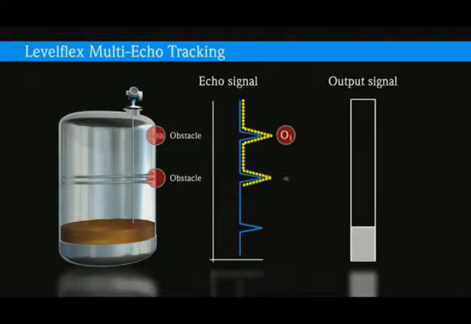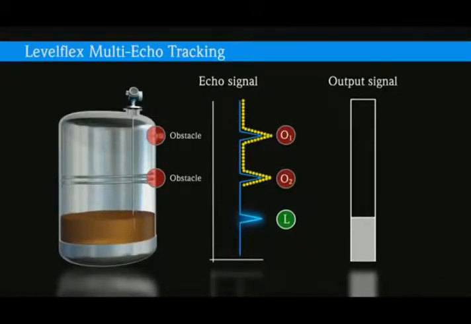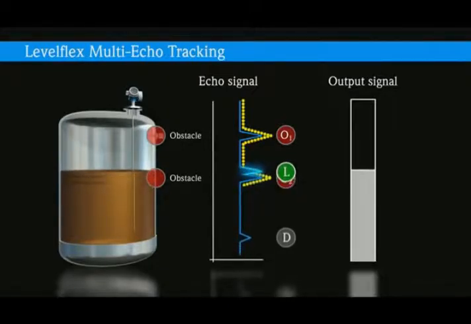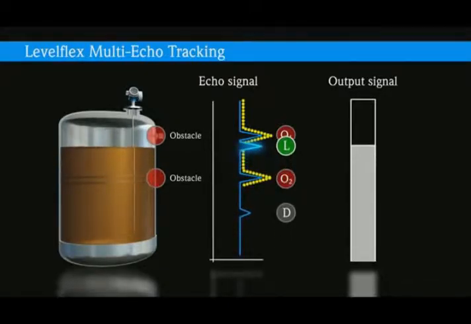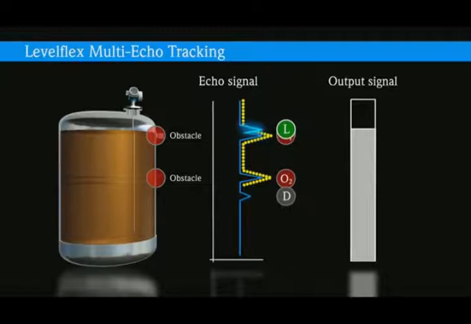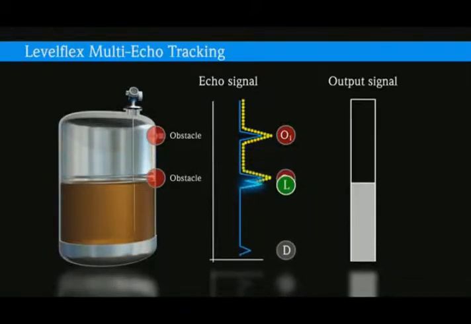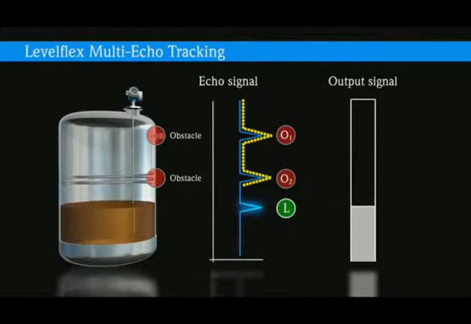What is new, however, is that all of the echo signals are marked. The innovative multi-echo tracking of Endress+Hauser pursues all marked signals, not only the level signal. The new analysis also detects the level signal if it ranges below the mapping. This guarantees safe and precise measurement even in the presence of obstacles in the tank at any time.